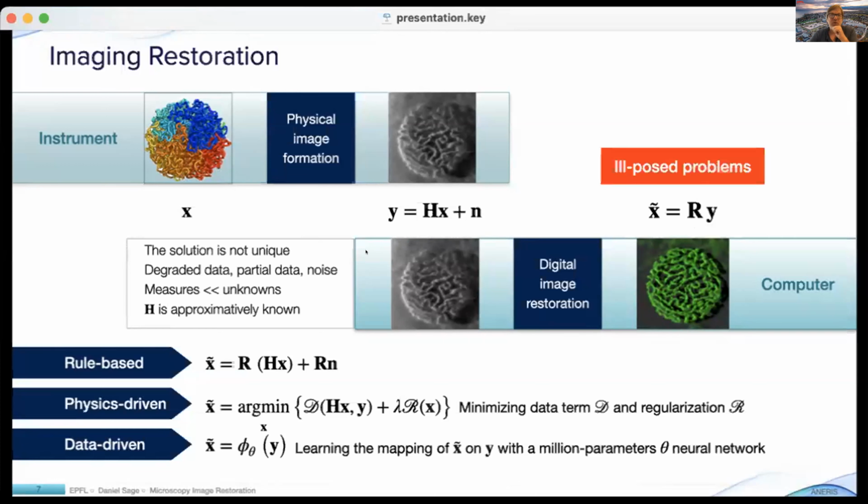First, the solution is not unique. We have a number of unknowns which is largely greater than the number of measurements. If we return back to school, your teacher would say that it's impossible to solve, so we have to deal with that. Also, very often the data is very degraded. We have only partial data, we have noise, and the other important thing for the physics-driven method is that we rely a lot on the knowledge of H, and obviously we never know exactly the H function or the PSF.